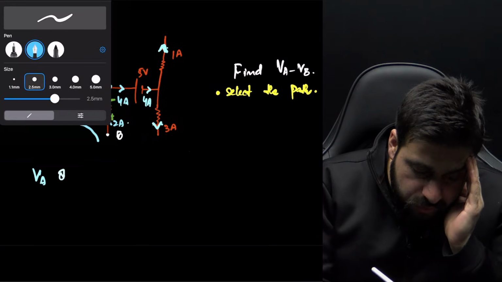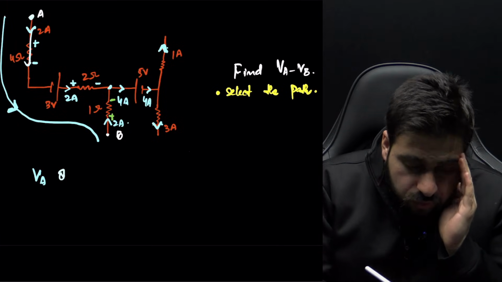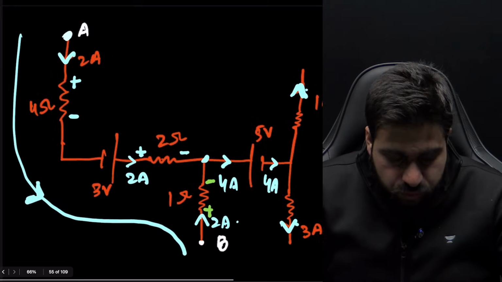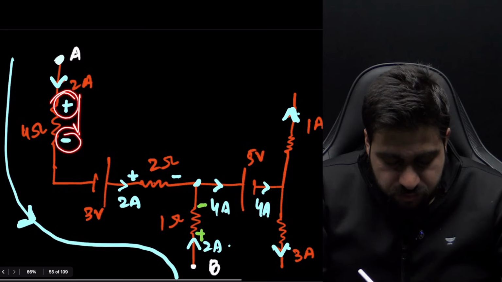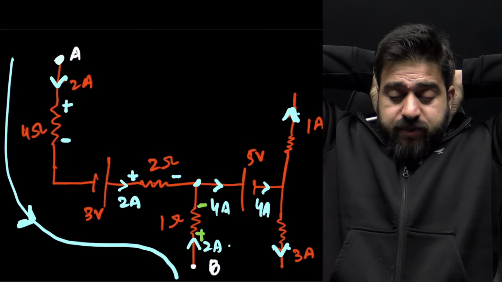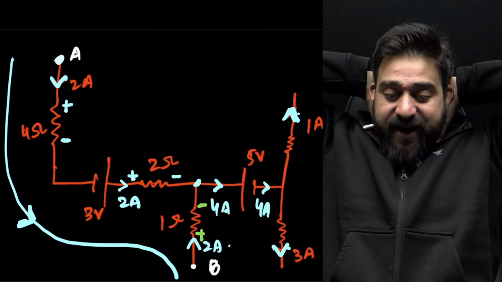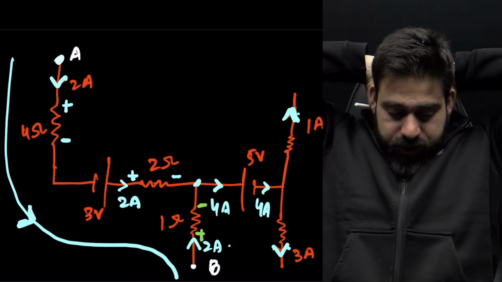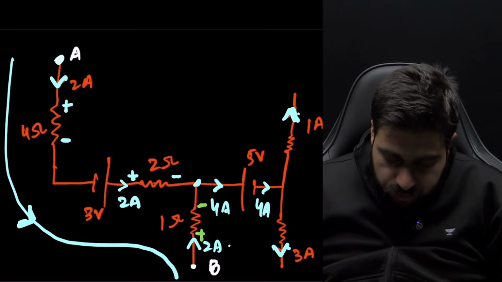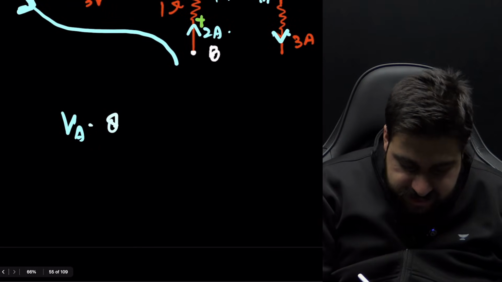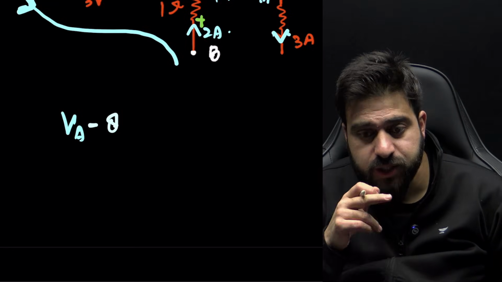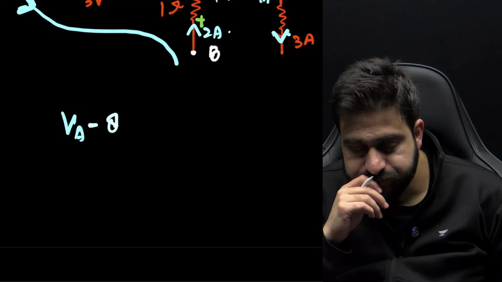And you see the path. You are moving from higher to lower, from plus to minus. If you move from plus to minus, my dear NEET aspirants, you take the potential drop as negative. So you'll be mentioning over here, this will be minus 8.